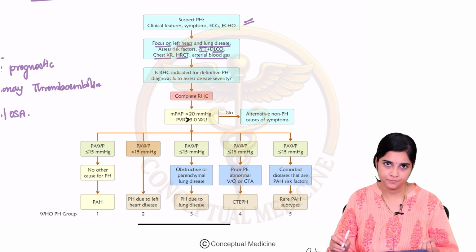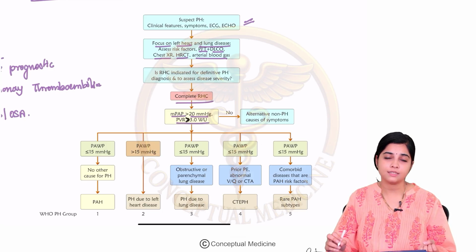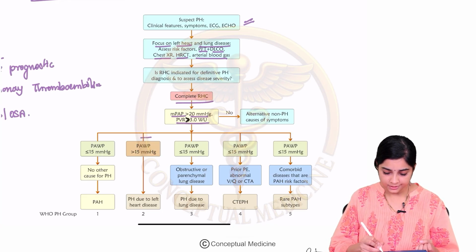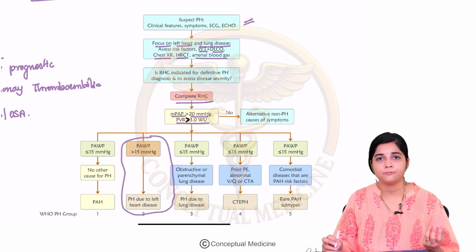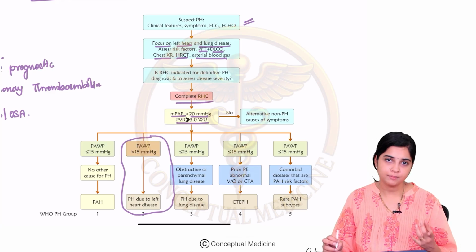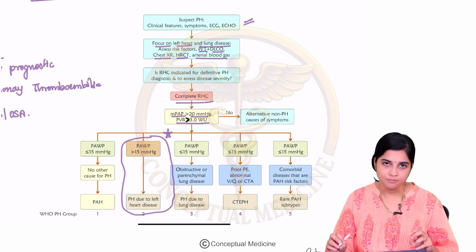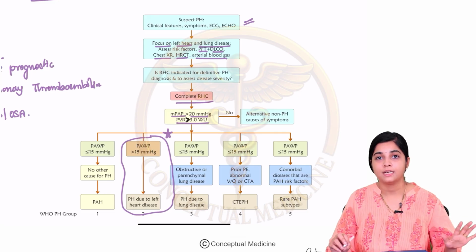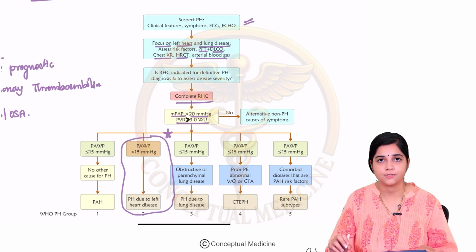Only after finding out all these causes, if you have still not found any cause, then you may require a right heart catheterization. In the right heart catheterization, if you find that the pulmonary artery pressure is more than 20 millimeters of mercury and the pulmonary vascular resistance is more than 3 Wood units, then the only condition where the pulmonary artery wedge pressure is more than 15 is in a post-capillary form of pulmonary hypertension, where you have pulmonary hypertension due to left heart disease, right? So this is very, very important. In all the other conditions, the pulmonary artery wedge pressure is less than 15, right? We had discussed this in the hemodynamic classification of PH as well.